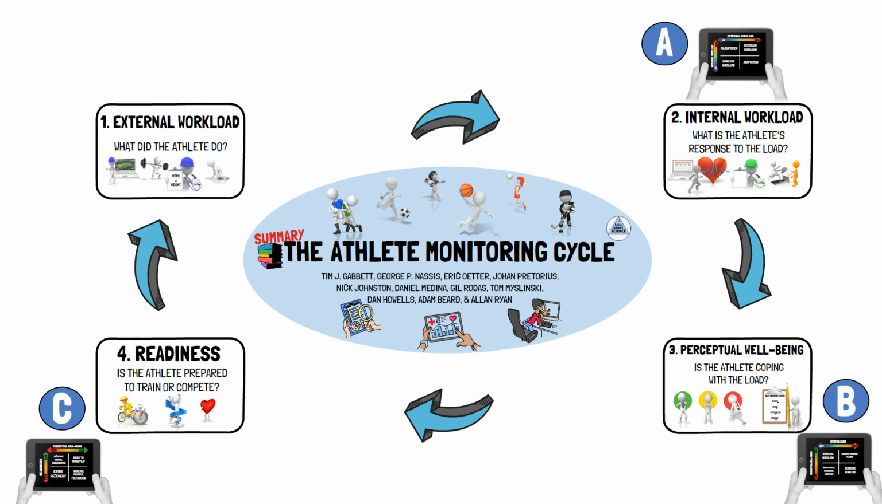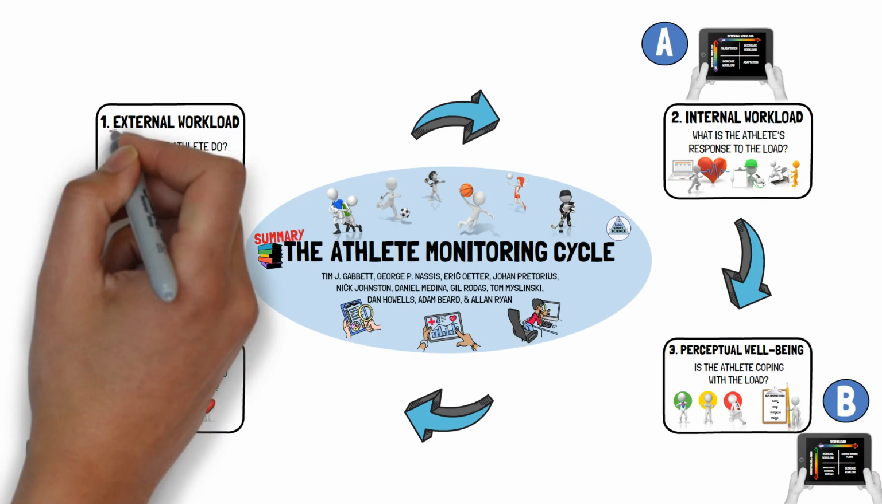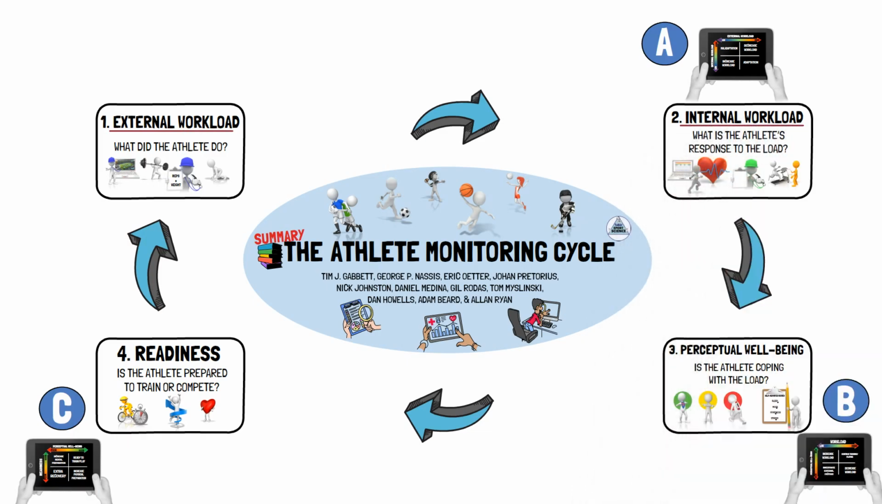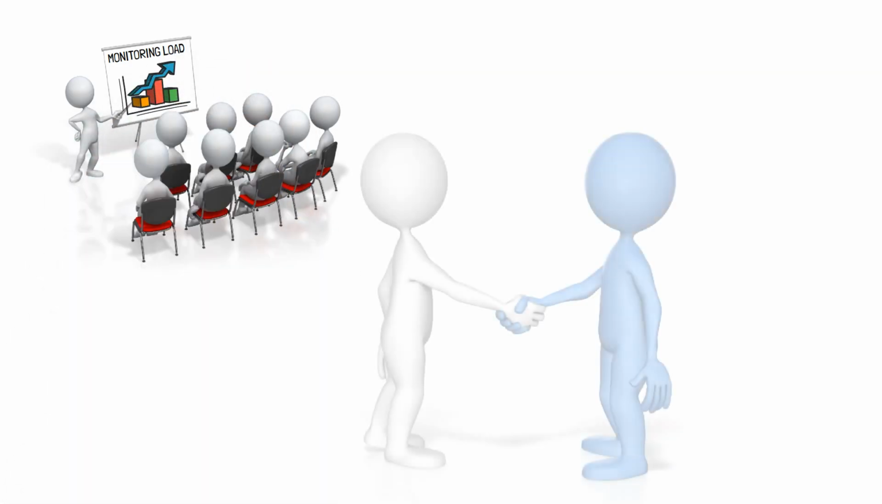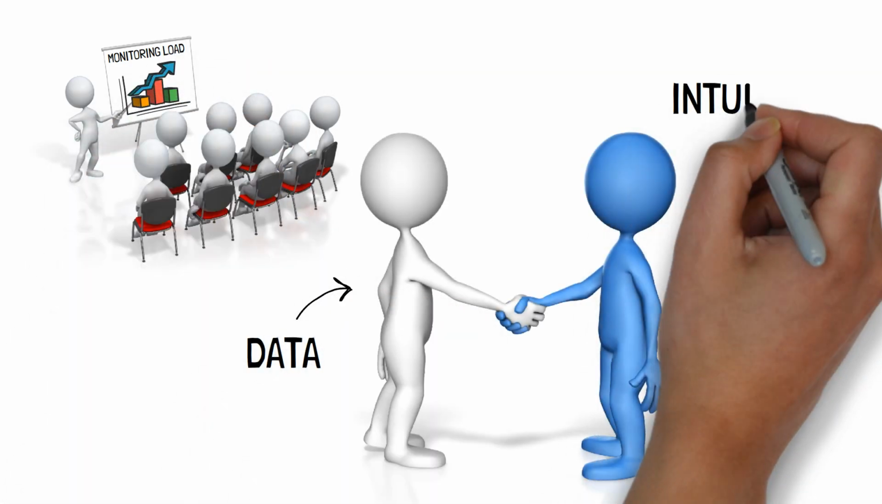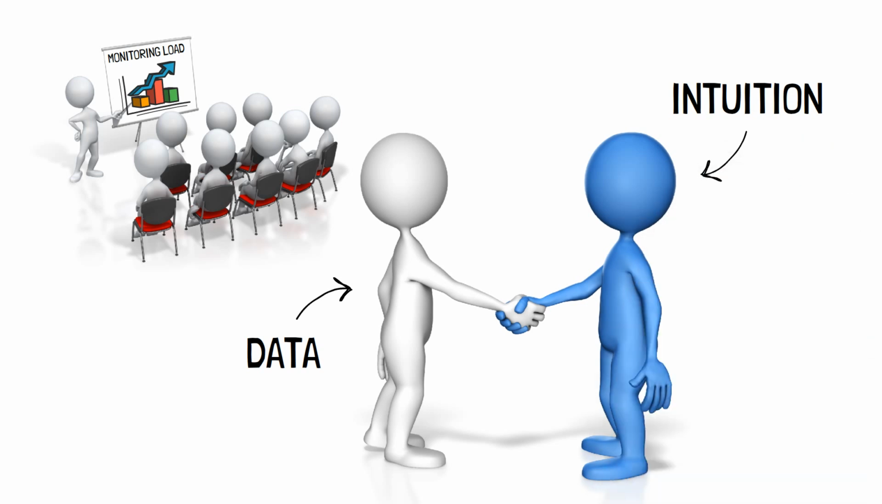And that concludes this presentation on Tim Gabbett and colleagues' athlete monitoring cycle that was published in the British Journal of Sports Medicine, which provides a structured approach to decision-making in training, ensuring that adjustments are based on a combination of external and internal workload, perceptual well-being, and readiness to train. Tim Gabbett and colleagues also make the point that to maximise the effectiveness of monitoring, it's essential to educate athletes and coaches on its benefits and integrate both data and intuition into the decision-making process.